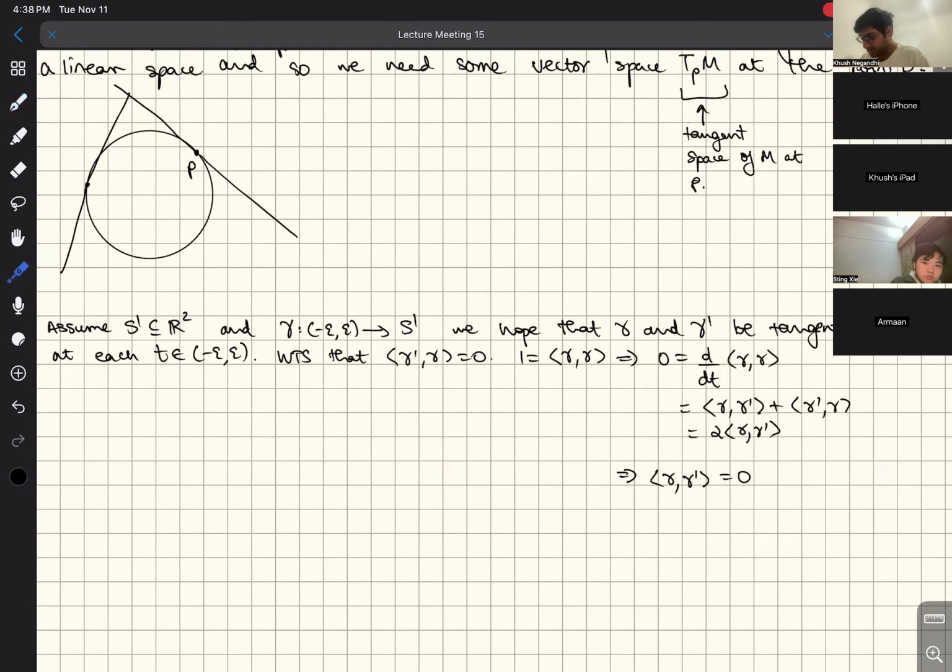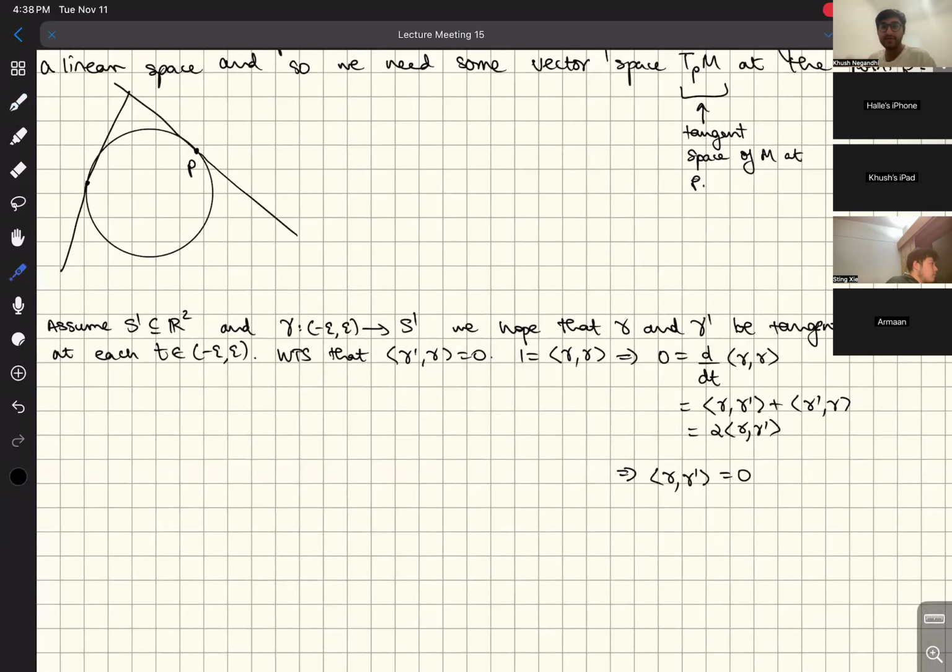In this case, the derivative is just the derivative in R2, because we're looking at S1 as a subset of R2. On a manifold, what does this look like? We'll define that in just a minute.